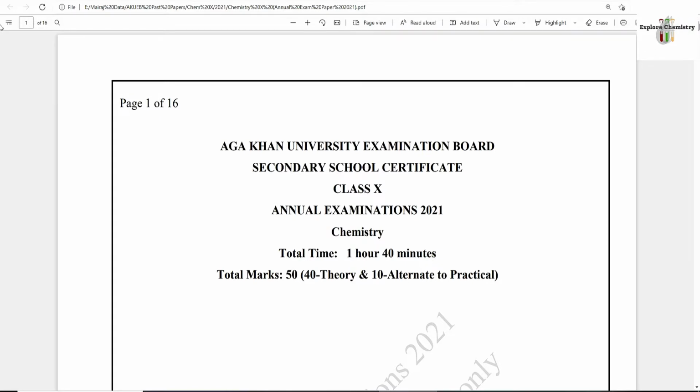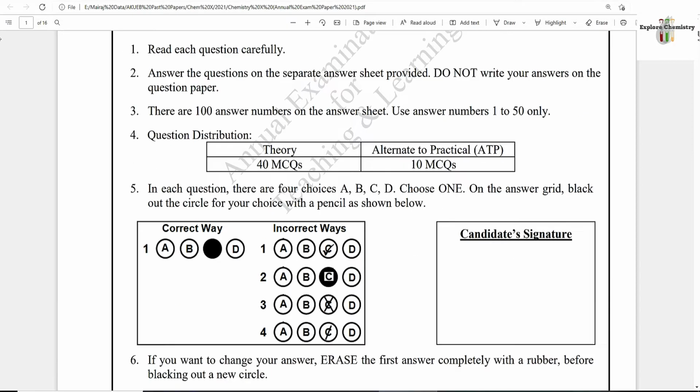Today we are going to solve the AKUEB Annual Examination 2021 Chemistry Past Paper, and this is for Class 10 SSC Part 2. So let's start.